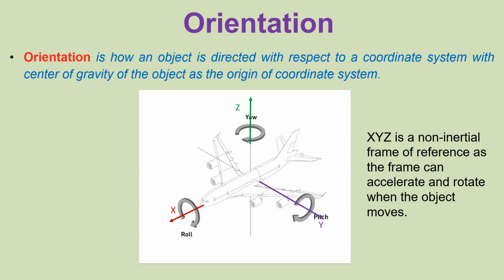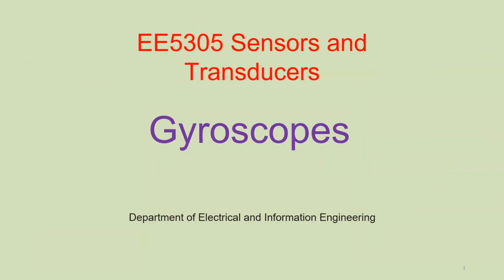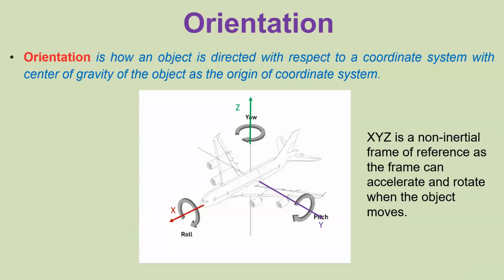So the orientation is measured not with respect to a fixed XYZ three-dimensional axis in space, but with respect to an axis with the center of mass or center of gravity at the object. So when the object is moving, this coordinate system will also move.